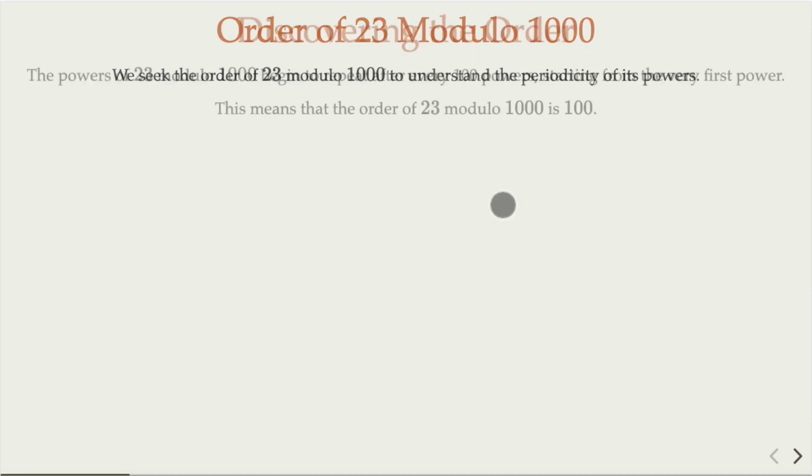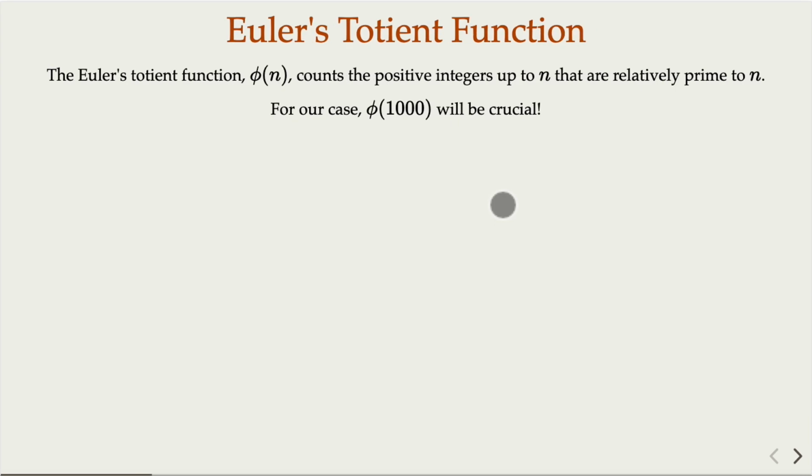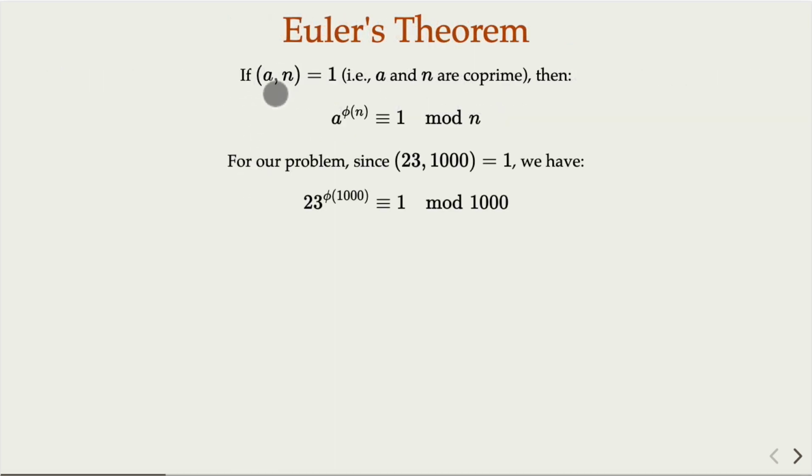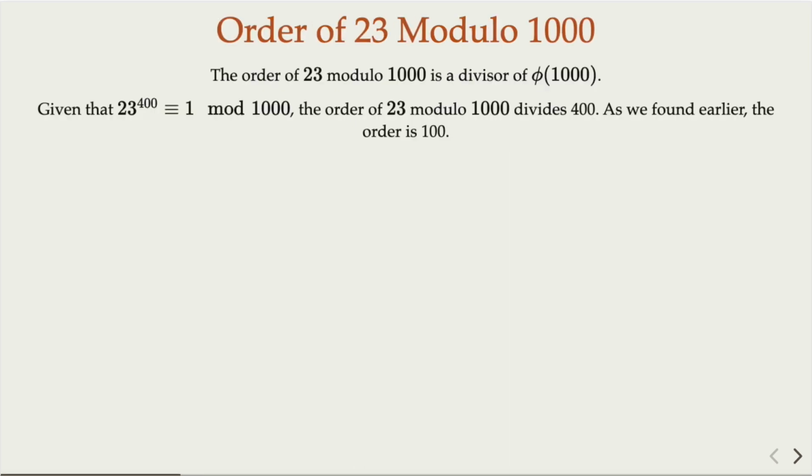That's 100. But then there is an important theorem, Euler's totient function. What it says is that if the GCD of a and n is 1, here n is 1000 and a is 23, they're indeed relatively prime, then a raised to the phi function of n is going to be congruent to 1. In our case, phi of 1000 has this property. Now, the order of a number, for example 23 modulus 1000, is not the main topic today. However, that is an important concept in elementary number theory. We're going to cover that in future videos.